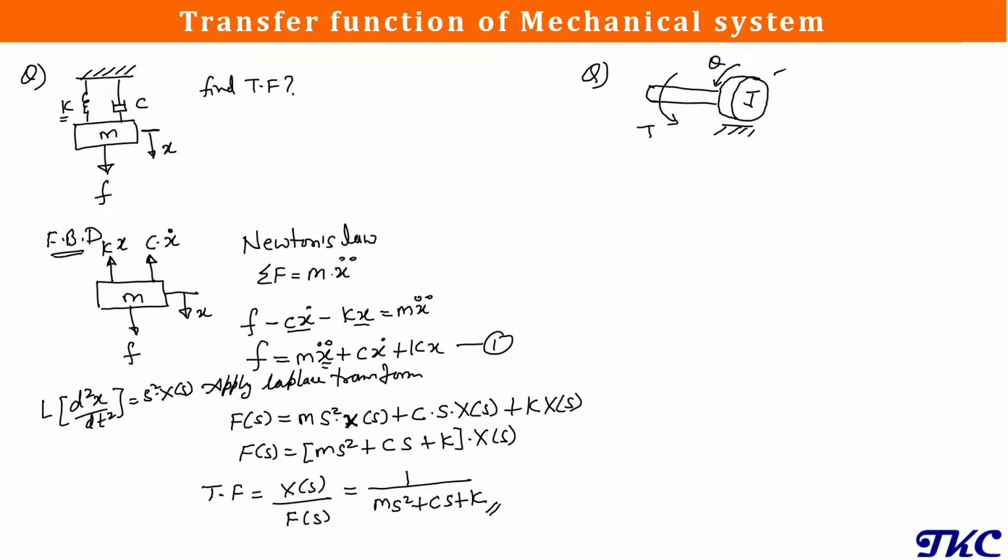So this system is having a stiffness of K, and the damping that is offered in this system is represented by C. So we have to find the transfer function of the system. So let's solve this one. Now we need to draw the FBD of this system. So let's represent that here in this way.